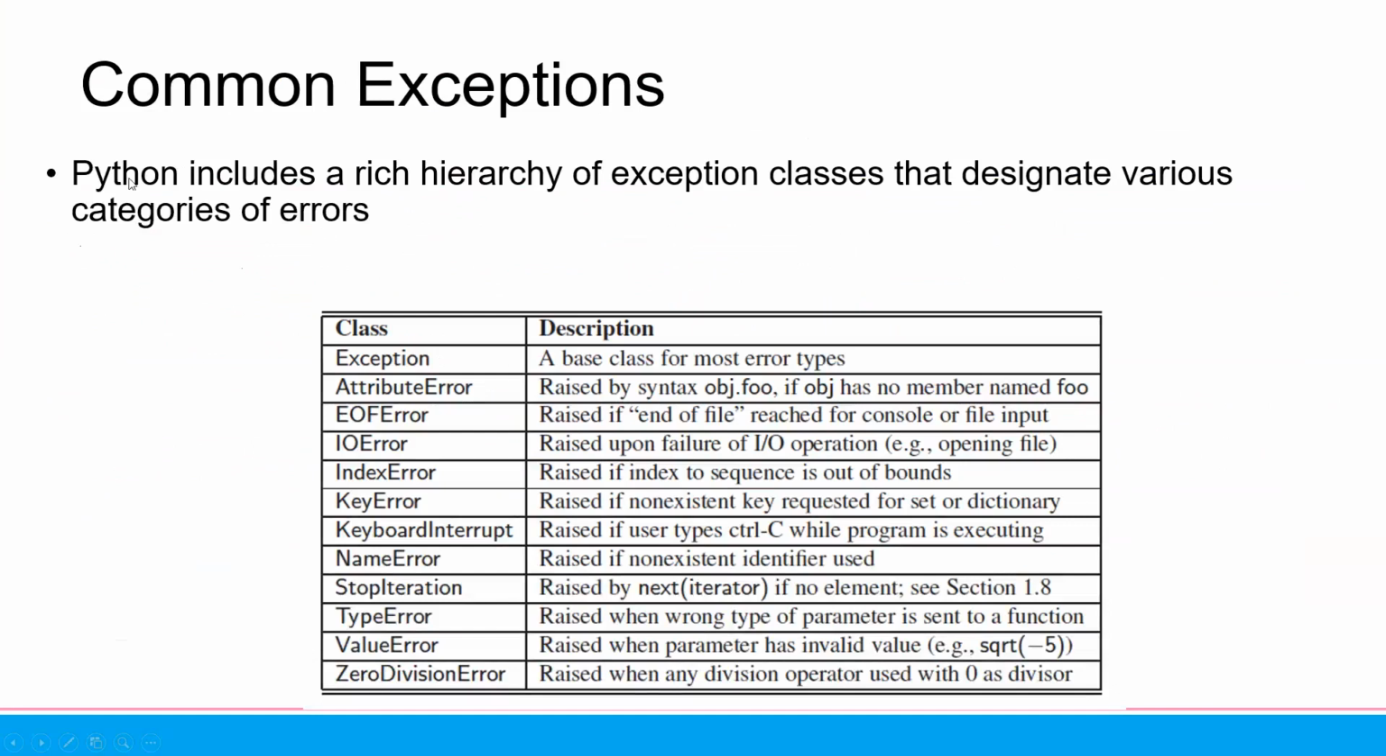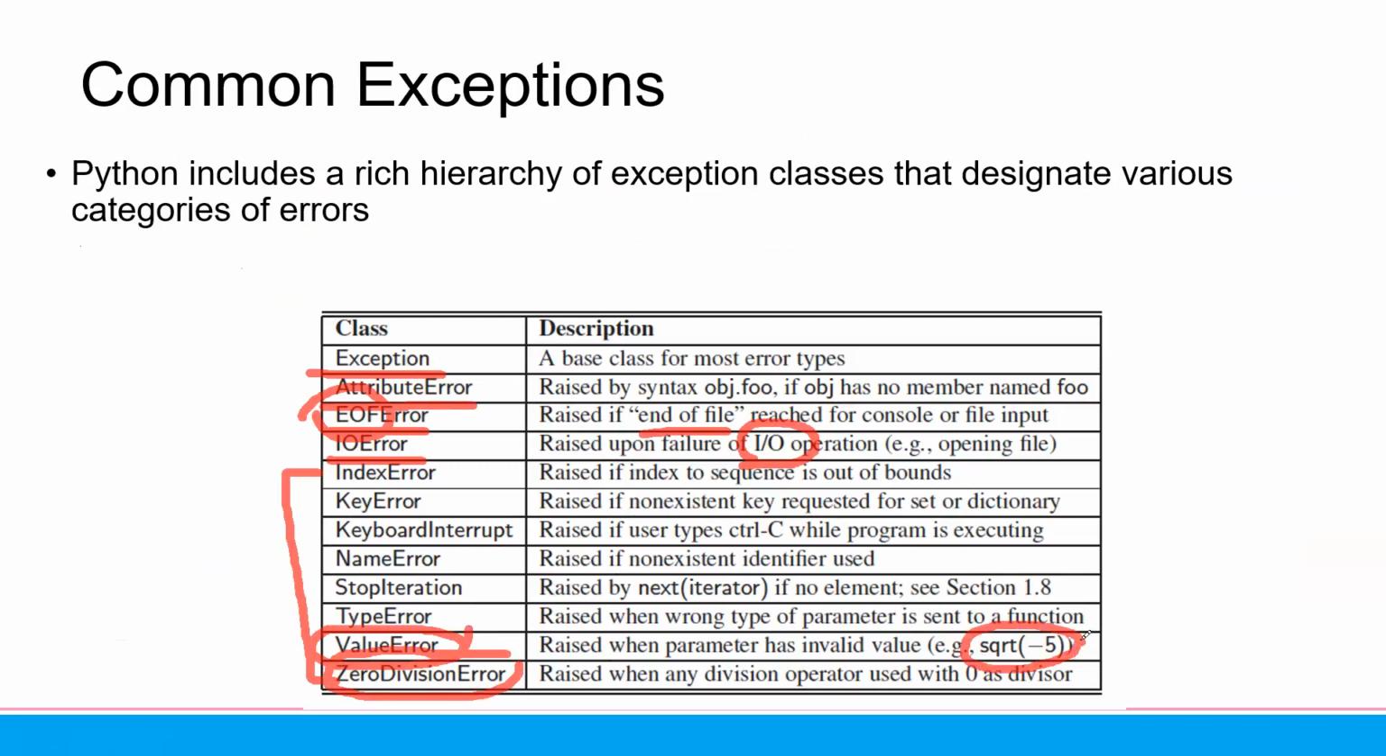So there are some common exceptions, or common errors, that Python already defined. They have the class Exception, they have AttributeError, EOFError. EOF means end of file. IOError means input output operation error, and so on. Okay. So we can look at some details like ZeroDivisionError or ValueError.